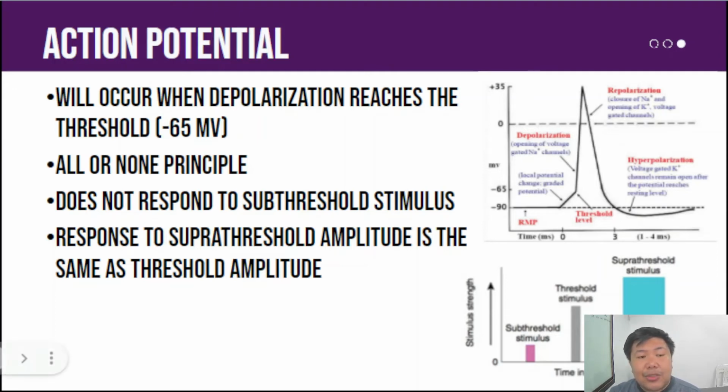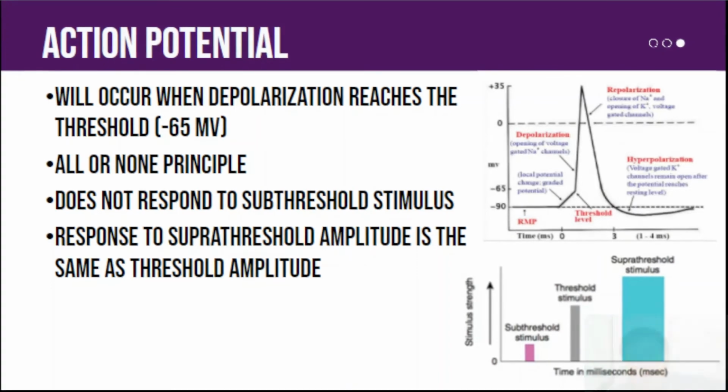Meaning, di ba sabi natin sa threshold, ang goal lang from your resting membrane potential, maabot niya yung threshold natin of negative 65. So, yun lang yung goal ng threshold stimulus. Pag nagbigay ka ng supra-threshold stimulus, hindi ibig sabihin nun na mas malaking action potential yung makikreate mo. Same lang. The response to a supra-threshold will be the same as the threshold. Okay?